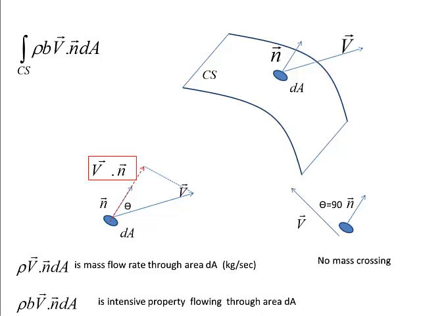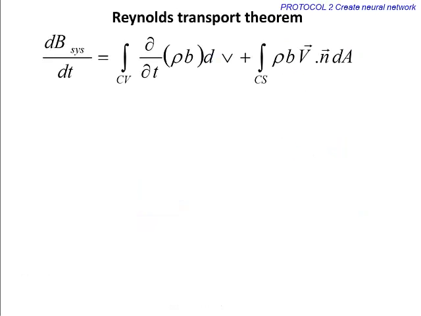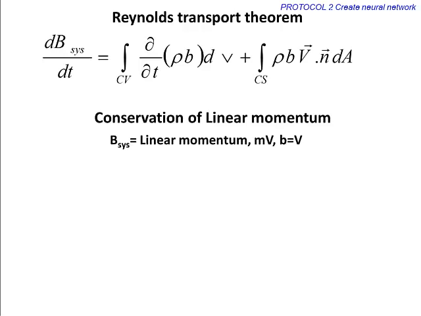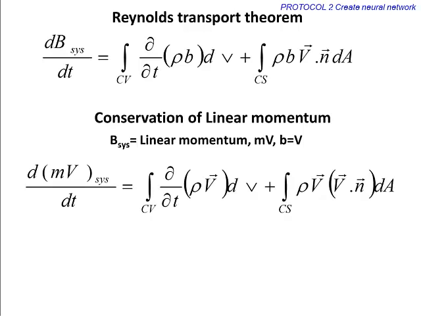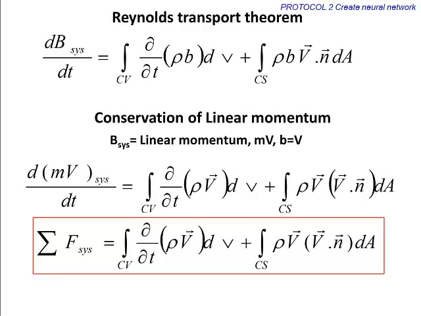Now we can use Reynolds' transport theorem to derive an equation for conservation of linear momentum of a fluid system in motion. Let the extensive property, B, be linear momentum. That is, B system equals mV and its intensive value, small letter b, is V. Now, rate of change of linear momentum is force, which is described by Newton's second law of motion. Therefore d(mV) by dt will be the sum of all forces acting on the system. The resulting equation is called the linear momentum equation.